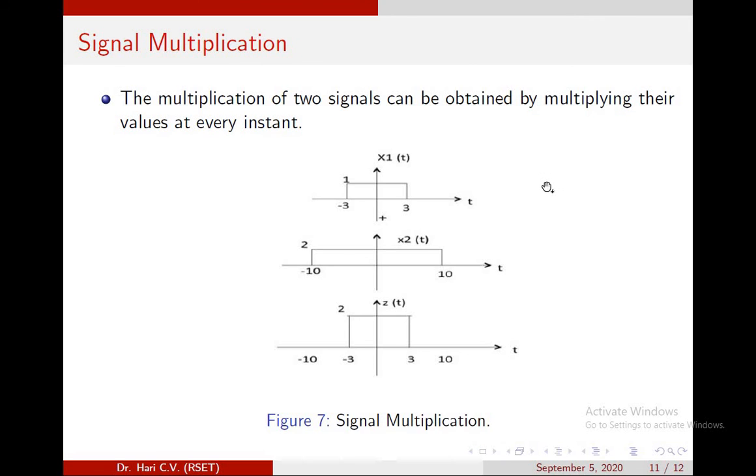The signal multiplication is obtained by multiplying the signal values at every instant. The signals x1 of t and x2 of t are shown. The z of t, which is equal to x1 of t into x2 of t, is obtained by multiplying the signal values at every instant.